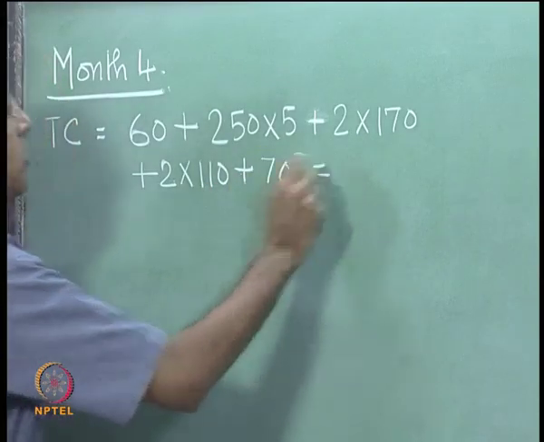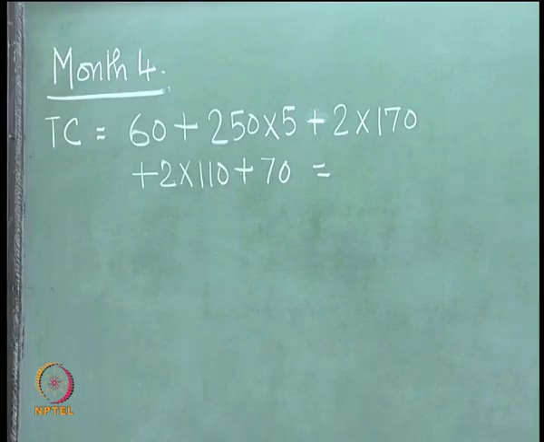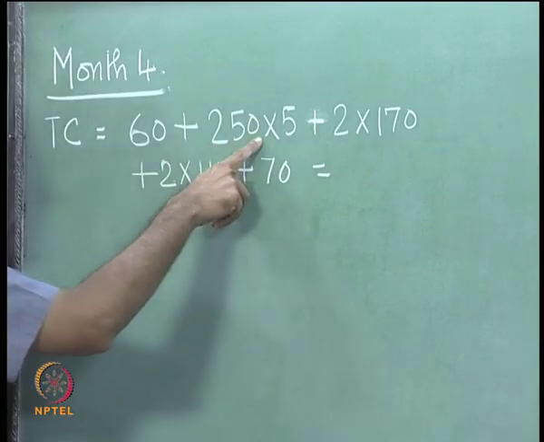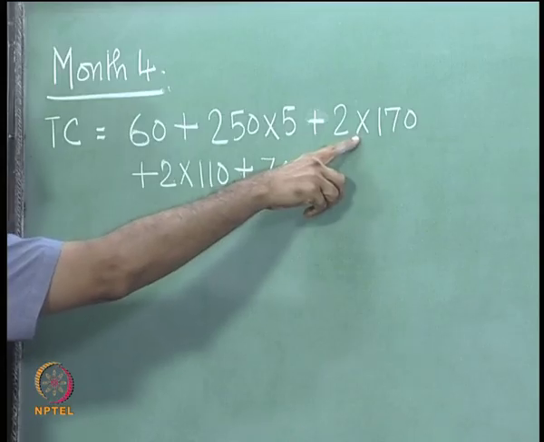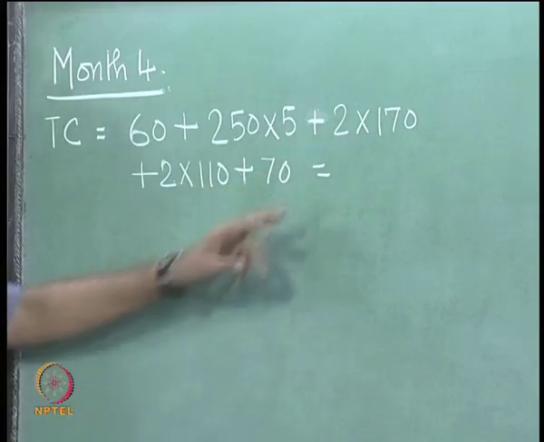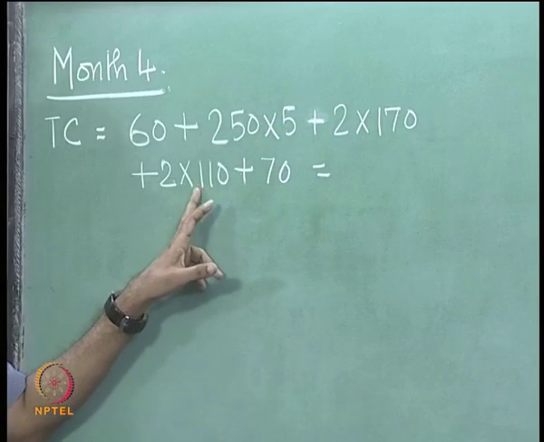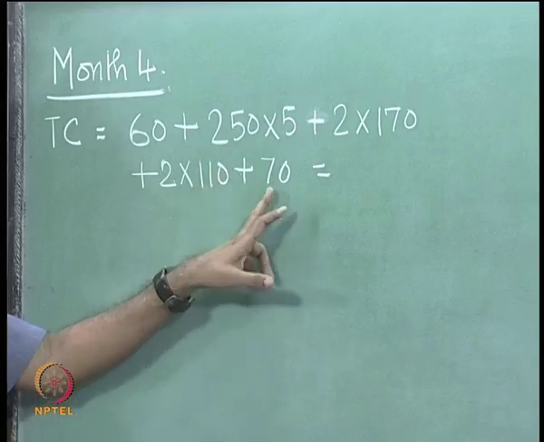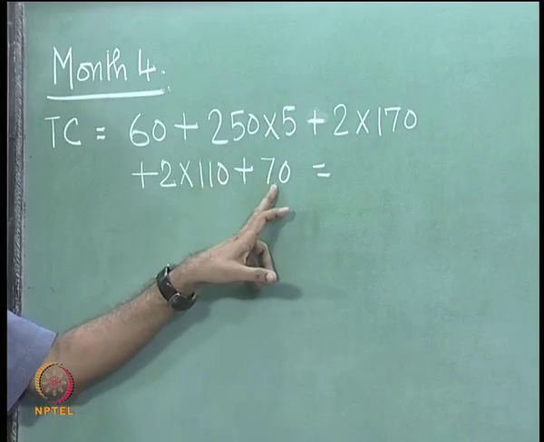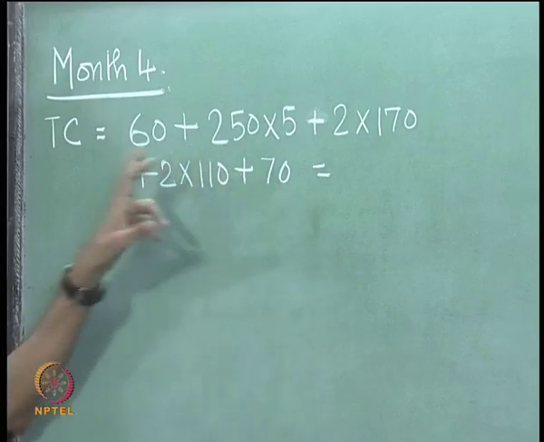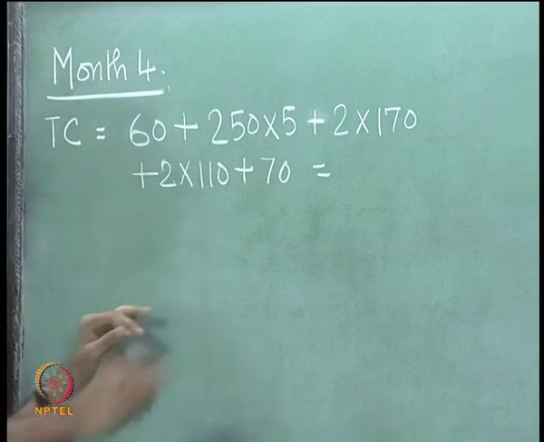And this gives us a total cost of 1250 plus 340 is 1590. 1590 plus 220 is 1810, 1880, 1940.